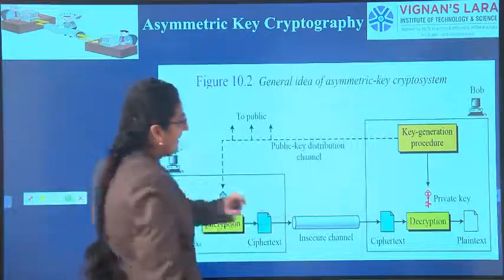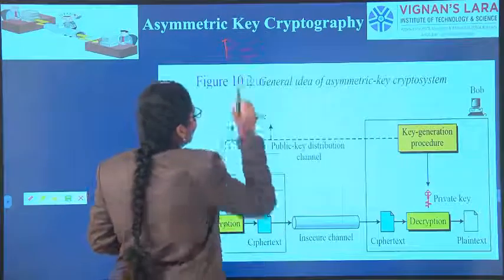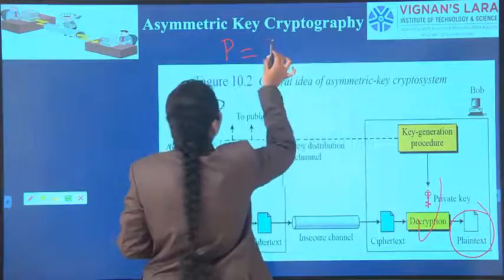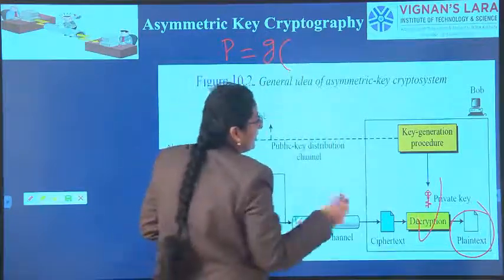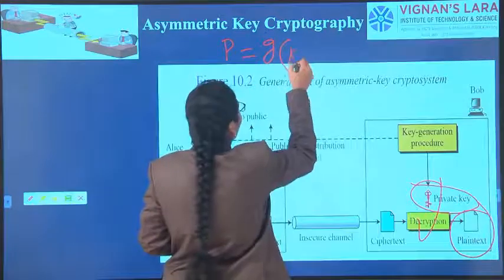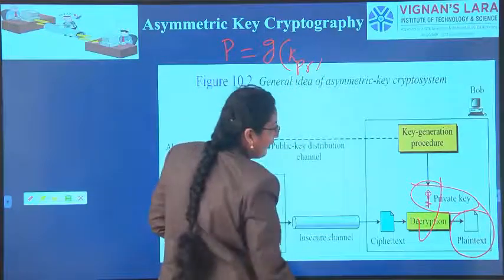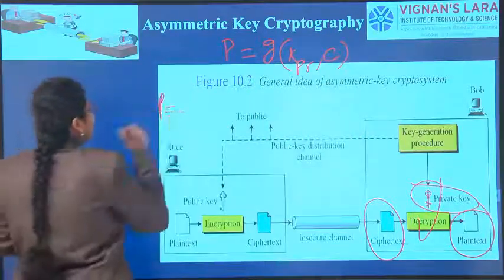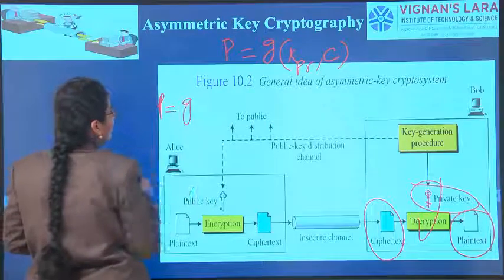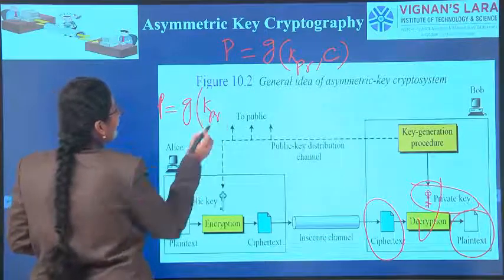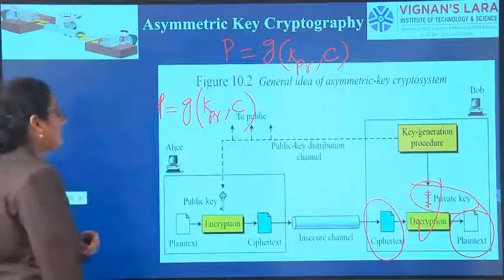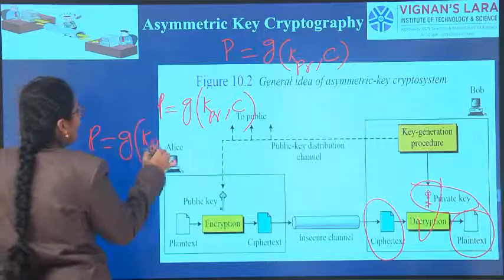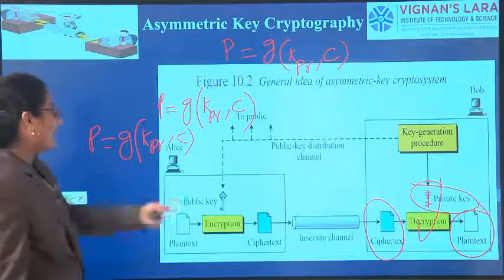In the same way, if you want to get plain text, plain text representation is P. For that you need to do decryption. Decryption representation is the G function. You are taking the help of the private key, and applying it on ciphertext. Ciphertext representation is C. So plain text P equals G, the decryption function, of private key comma ciphertext. This you can get from the diagram.